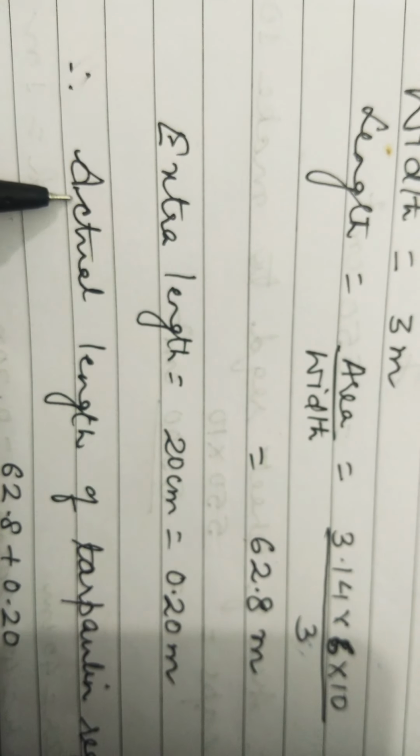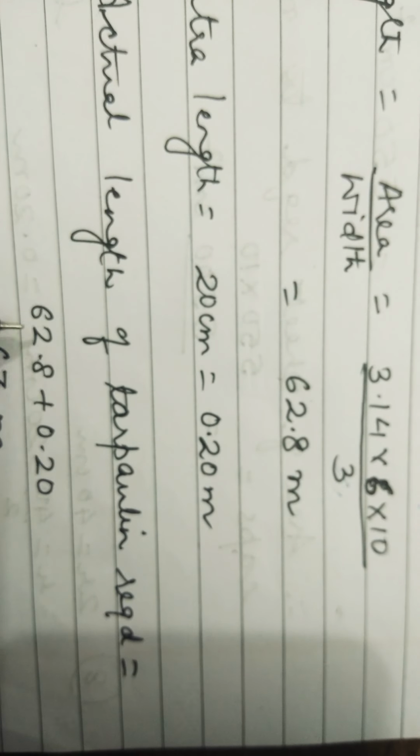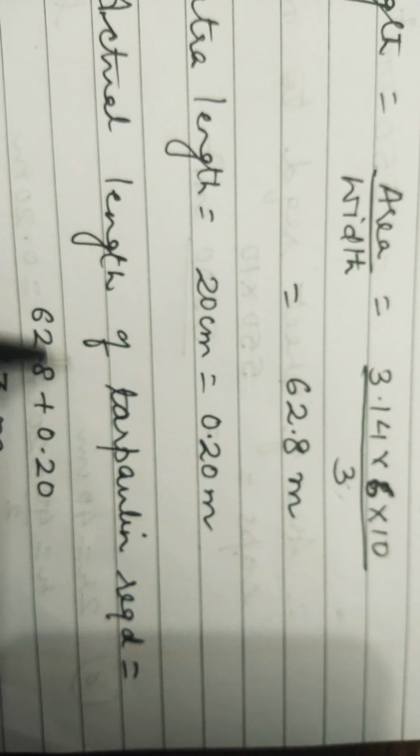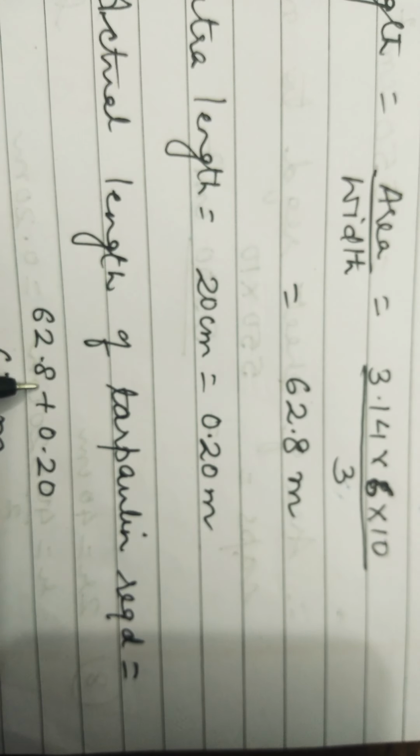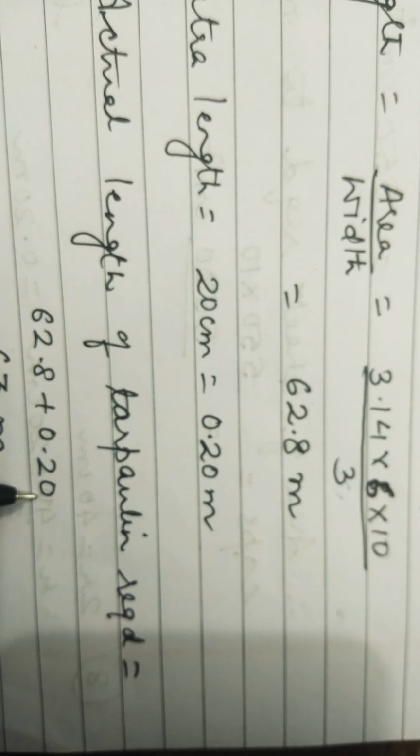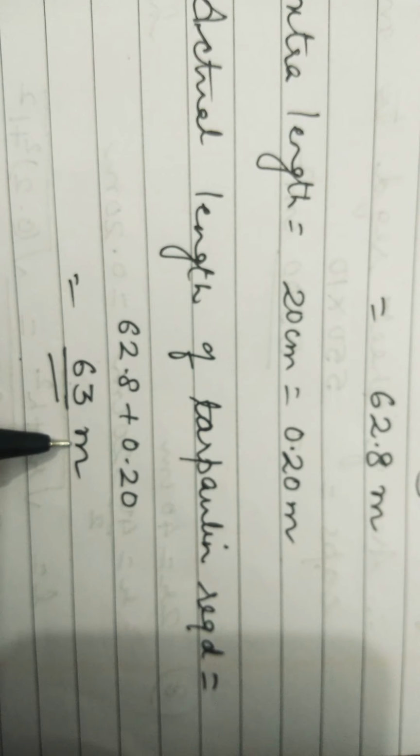So the actual length of tarpaulin required will be equal to the length which we have found out, that is 62.8, plus the margin which is required for the wastage and all, that is 0.20. When you add it, you will get it as equal to 63 meter.